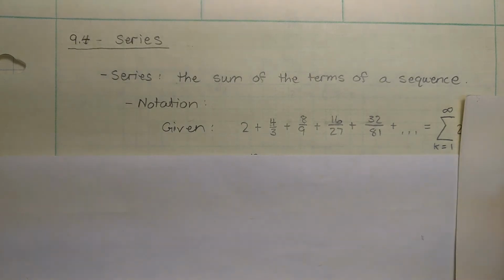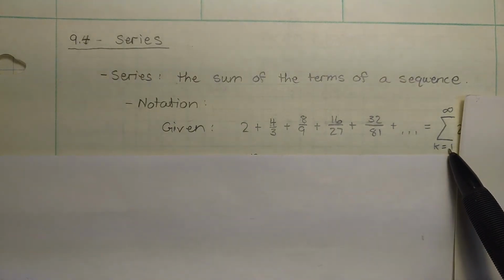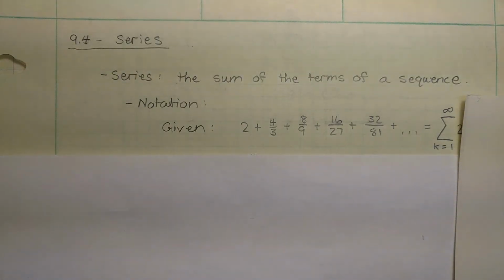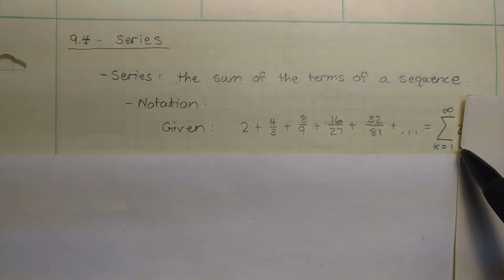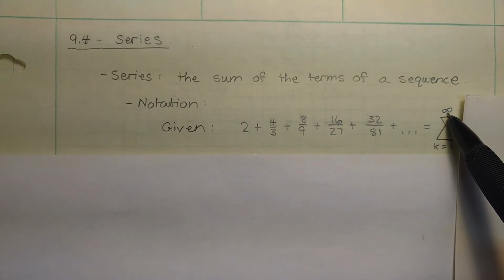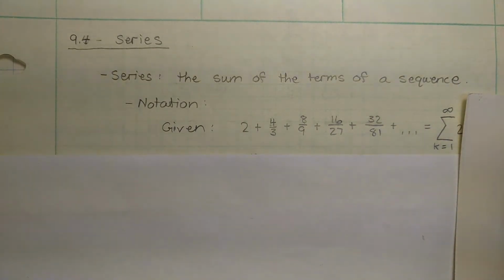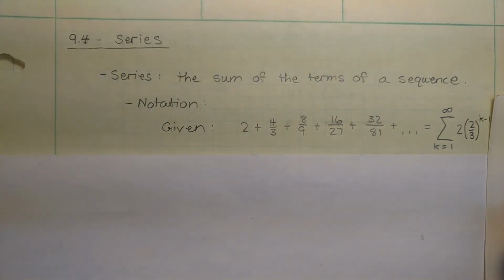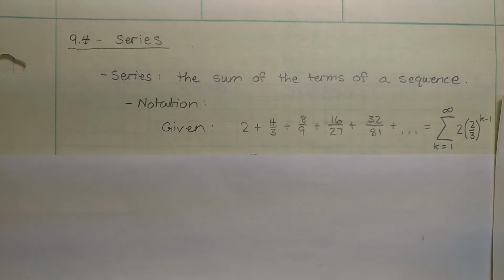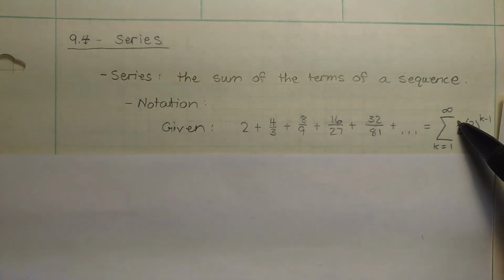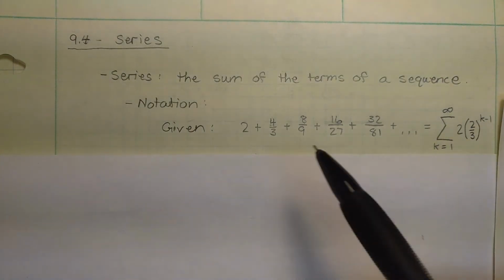Down here we have the beginning index number. So here we start with k equal to 1. That's where we're going to start our index number, and then we're going to go up by 1 each time. And this tells us where we're going to stop. In this case, we're not going to stop. It's going to go to infinity. And then what we see here is our rule. This is our explicit rule for the sequence.